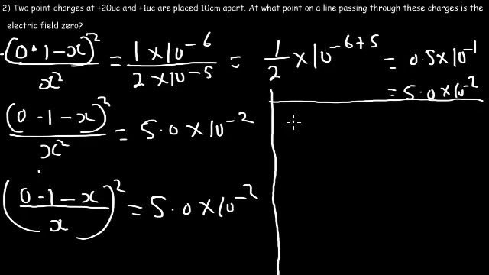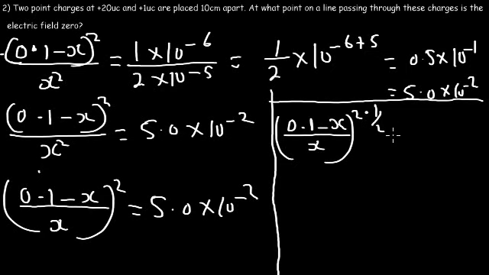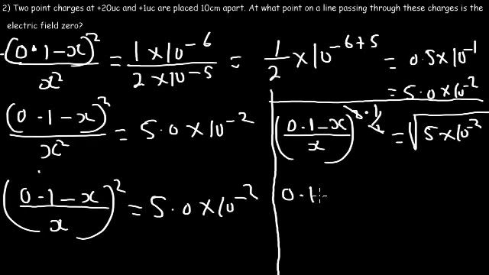So that will be (0.1 minus x all) divided by x all squared, multiplied by 1 over 2, and this is equal to the square root of 5 times 10 to the power of negative 2. So you can clearly see that this can cancel out, and we have (0.1 minus x) over x equal to the square root of 5 times 10 to the power of negative 2. I'm going to use my calculator for that, and that results in 0.22.